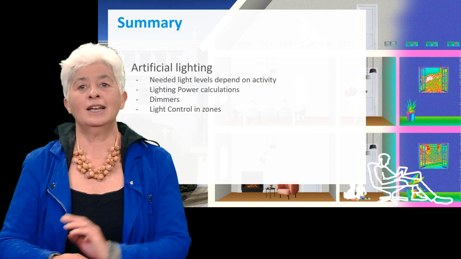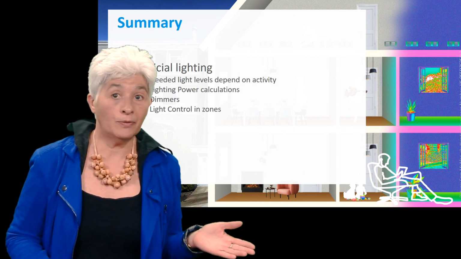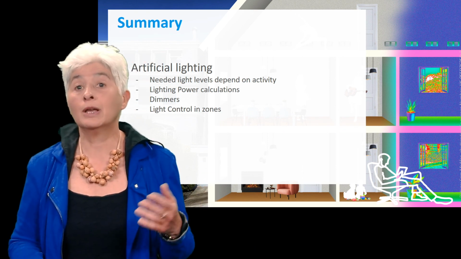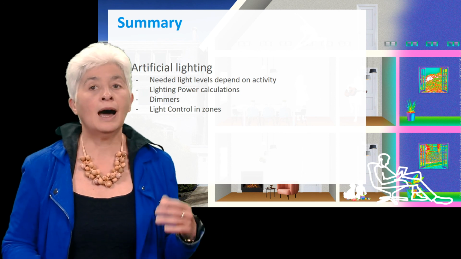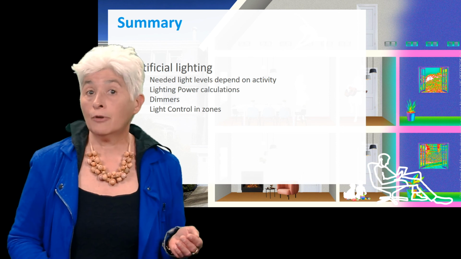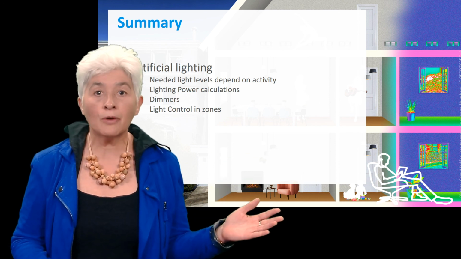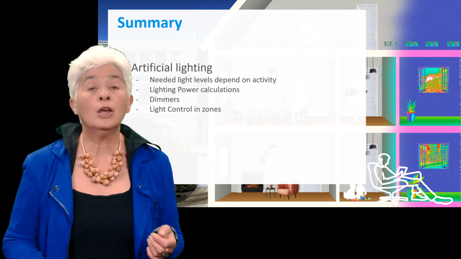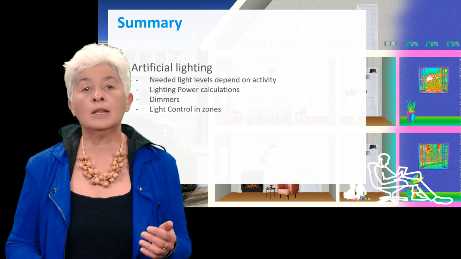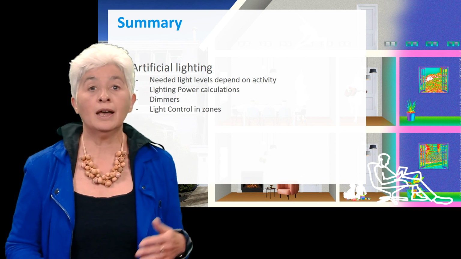To summarize this lecture, artificial lighting is needed when the natural light is not sufficient, and you have learned about recommended light levels and how to estimate the needed artificial lighting power. You have also learned how to save electricity by making maximum use of natural daylight from windows, using dimmers, and by controlling the lights using appropriate zoning, accounting for occupancy and windows.